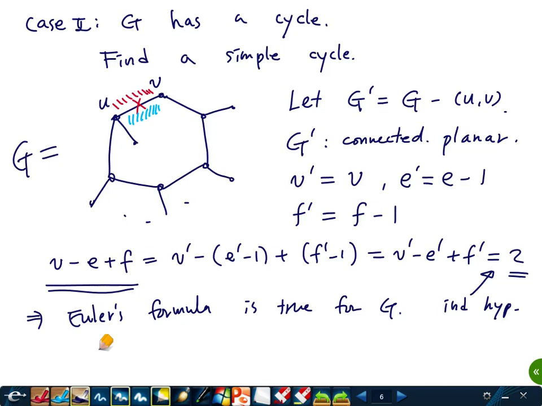Any question? Okay, so this is a very nice and simple but very useful theorem. Let me tell you about this example.